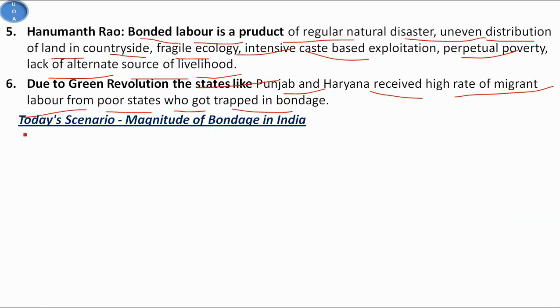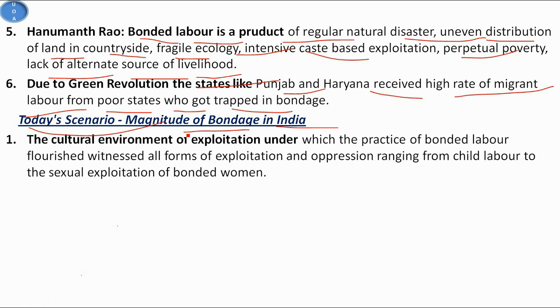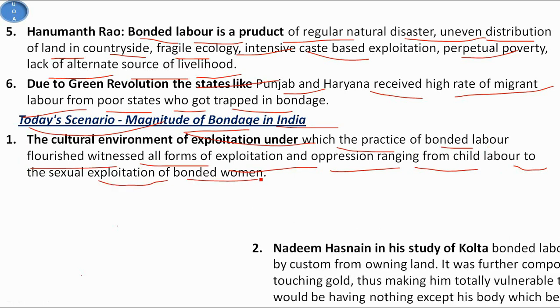Now we see today's scenario, or basically the magnitude of bondage in India. The bonded labor system has existed in Indian society among agricultural laborers under names like beggars and riots. Today it has extended to workers in brick kilns, bidi factories, stone quarries, glass factories, detergent factories, carpet, gemstones and many other factories. The cultural environment of exploitation in which bonded labor practices flourish witnesses all forms of exploitation, ranging from child labor to the sexual exploitation of bonded women.